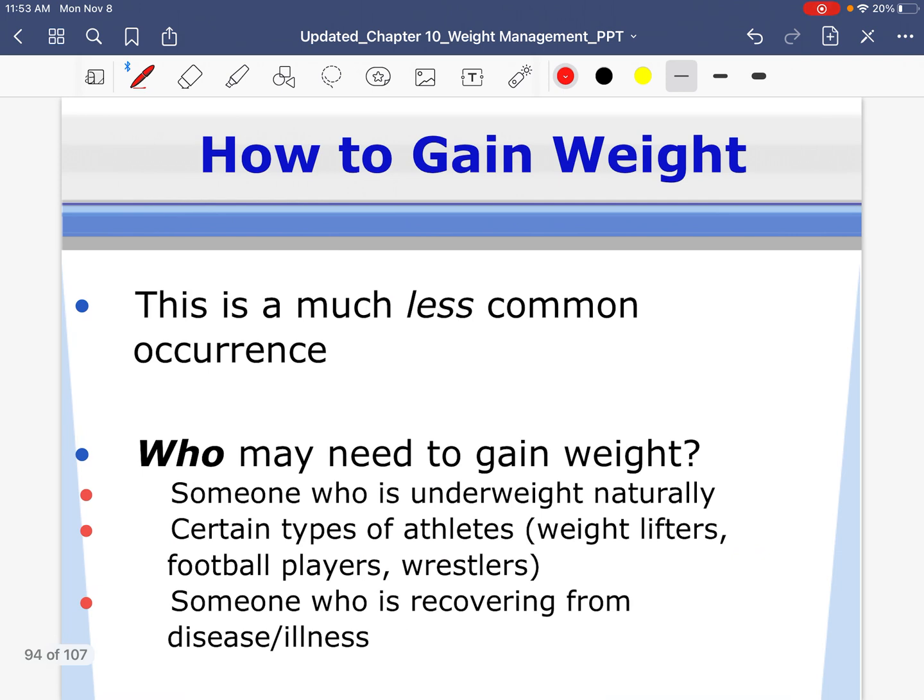Here are some examples. I am not going to ask you about these. I'm not going to ask you about gastric bypass. It's here if you want to read it.